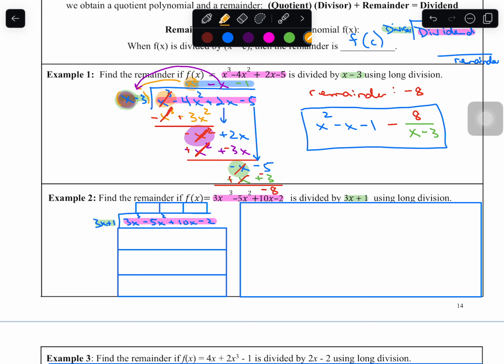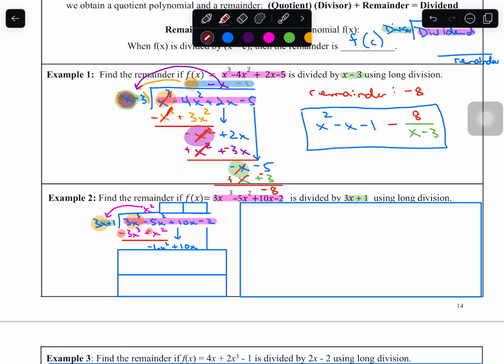Now, I ask myself, what do I need to multiply 3x by to get to 3x cubed? Well, I already have a 3 and an x, so therefore, I'm just going to have to multiply it by x squared. Now I multiply. When I multiply, I need to make sure that I multiply not only by the 3x, but also the 1. So I would get a 3x cubed, and then I would get a plus x squared. But you will notice that my signs have changed because I'm subtracting both of them.